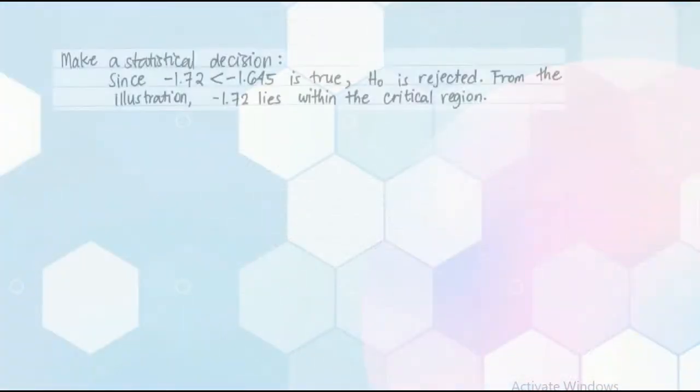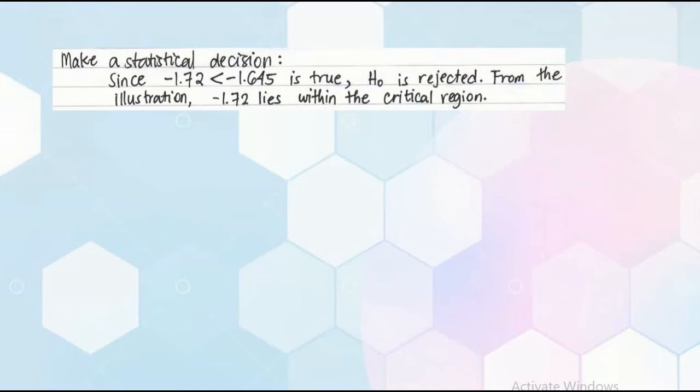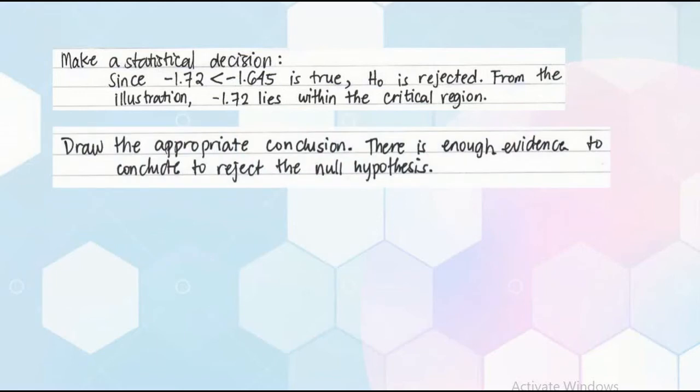Make a statistical decision. Since negative 1.72 is less than negative 1.65 is true, H0 is rejected. From the illustration, negative 1.72 lies within the critical region. Draw the appropriate conclusion. So there is enough evidence to conclude to reject the null hypothesis.